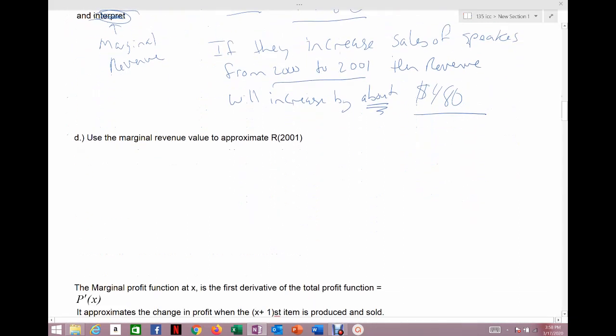Alright, use marginal revenue to approximate the revenue equation. Alright, so this is the second way we do a marginal analysis. So I want to, again, instead of plugging, and you could plug it into the original revenue, kind of compare and see what the difference is. We're not in this case, we're just going to use the marginal revenue to approximate, which means I'm going to find the revenue at 2,000, which they would know. They would know what their revenue is. And then add to it the derivative at 2000, which is the approximate additional revenue when they produce the 2001st.